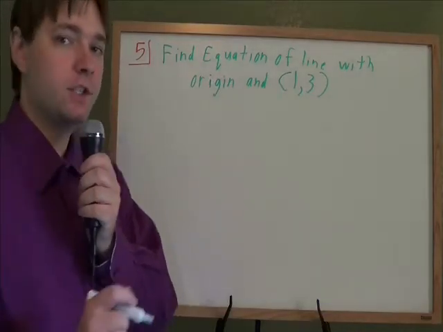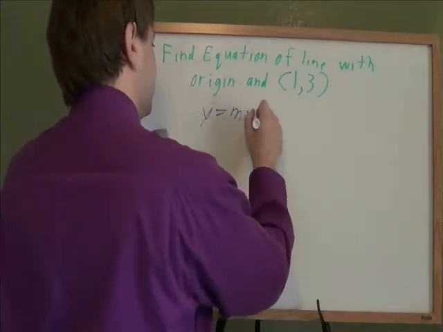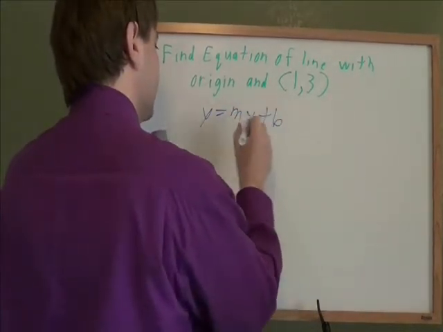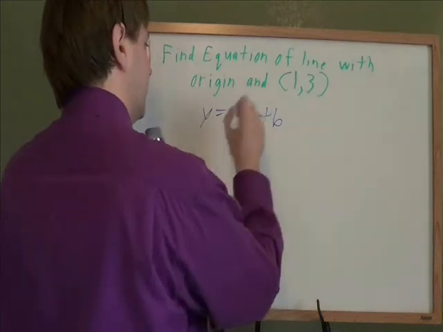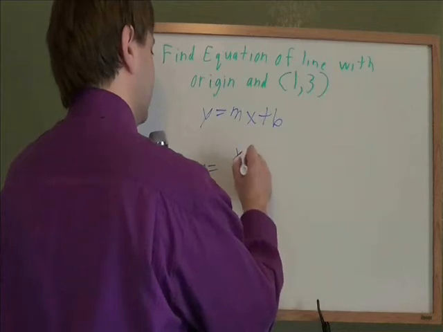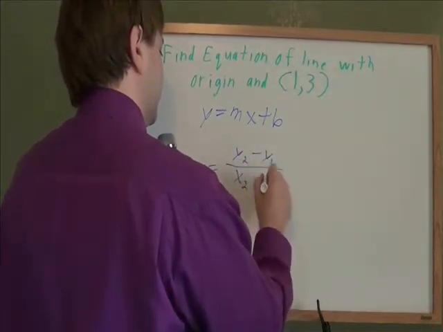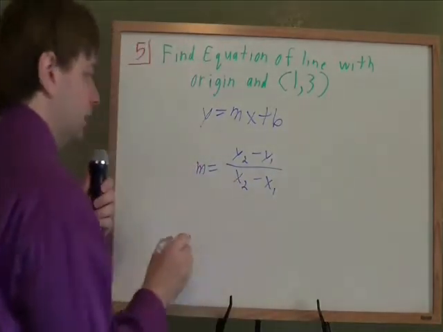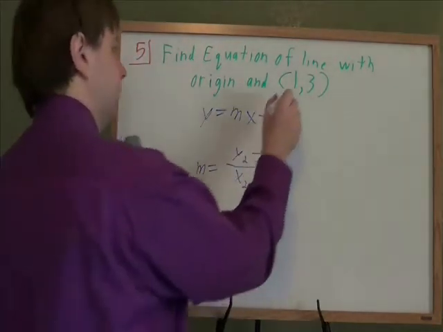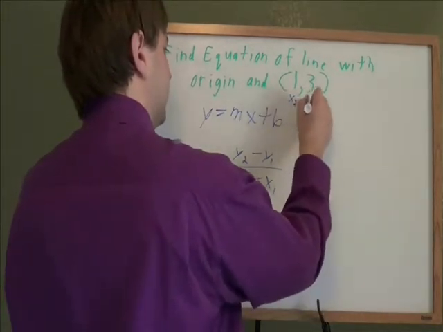If we're looking for an equation of a line, that means we're looking for y equals mx plus b. M is our slope, and to find the slope we can use the formula rise over run, or y2 minus y1 over x2 minus x1. Now to find slope we need 2 points. We've got one of the points is 1, 3. Let's make that x2 and y2.